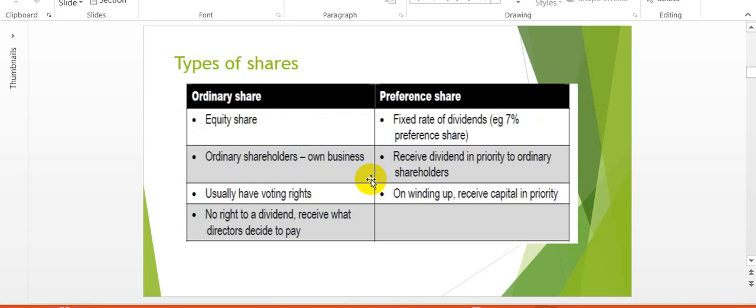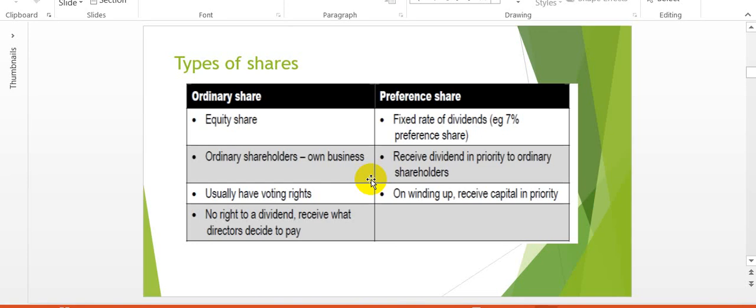The shares can also be classified into two types. You've got ordinary shares, which are also known as equity shares. These are the shares for the owners of the business. They have voting rights. Since they're the owners of the business, they can vote, depending on the number of shares which they have, in making certain decisions.